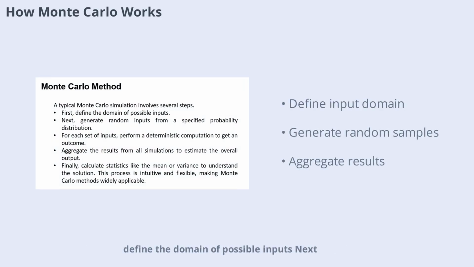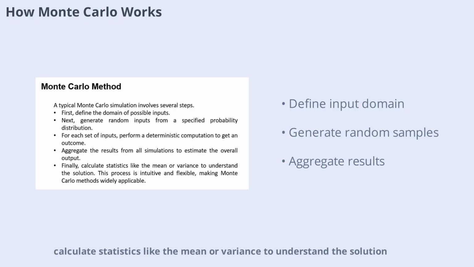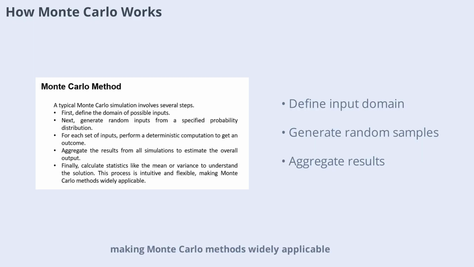A typical Monte Carlo simulation involves several steps. First, define the domain of possible inputs. Next, generate random inputs from a specified probability distribution. For each set of inputs, perform a deterministic computation to get an outcome. Aggregate the results from all simulations to estimate the overall output. Finally, calculate statistics like the mean or variance to understand the solution. This process is intuitive and flexible, making Monte Carlo methods widely applicable.